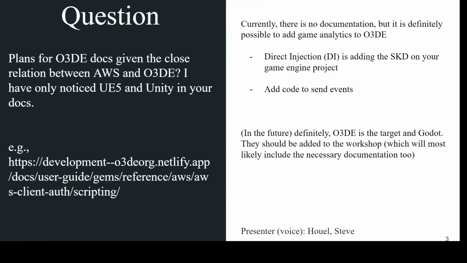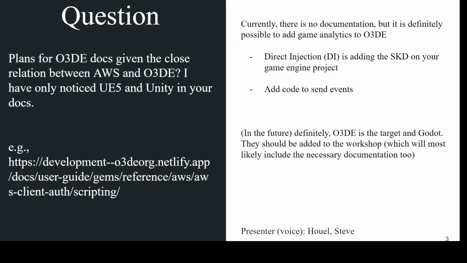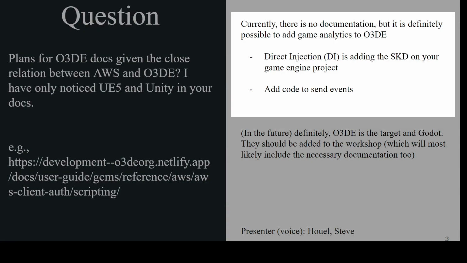Yeah, Open3D, unfortunately, sorry for that. I did not have time to add the integration between Open3D and AWS services, but definitely, if you look at the code you have for Unreal or Unity, you would be able to do the same. It's pretty simple. Direct ingestion is adding the SDK to your game engine project and then adding the code to send events to your Kinesis stream.